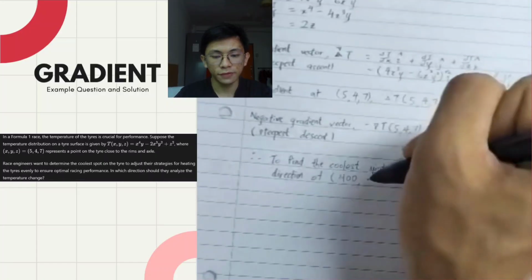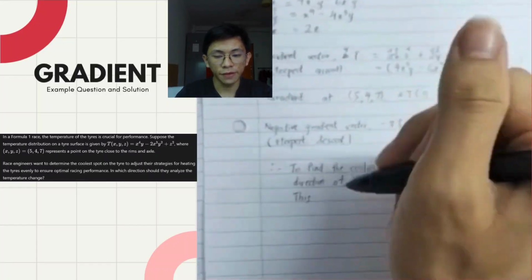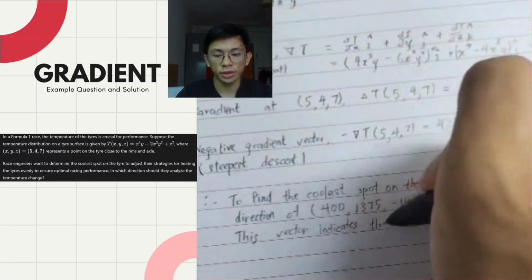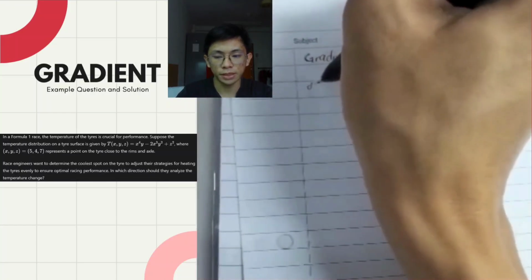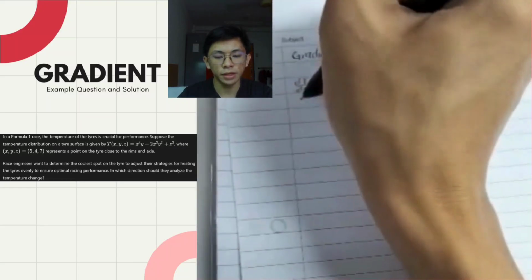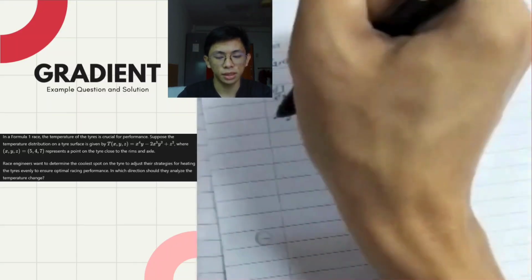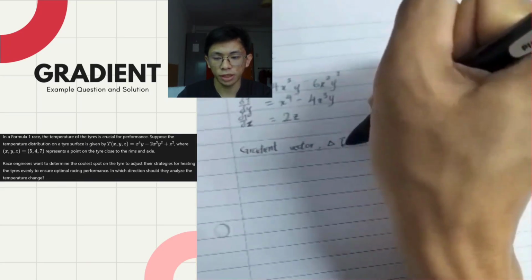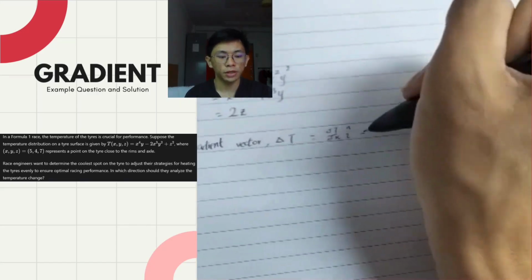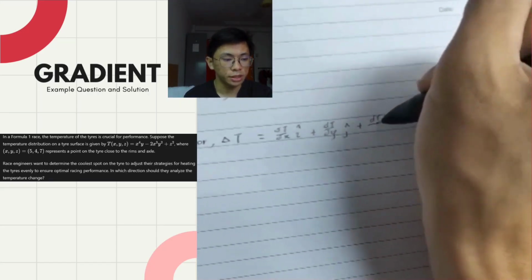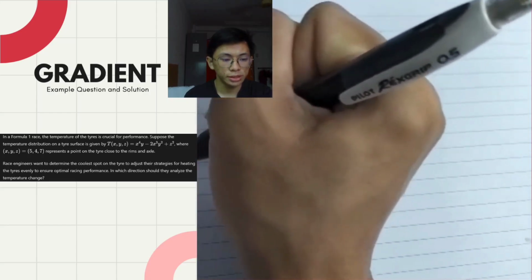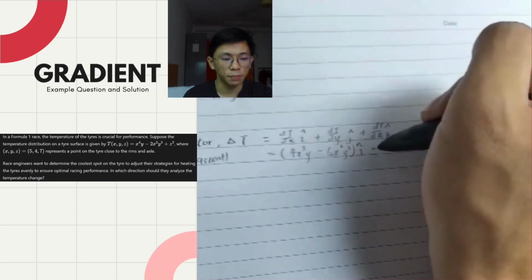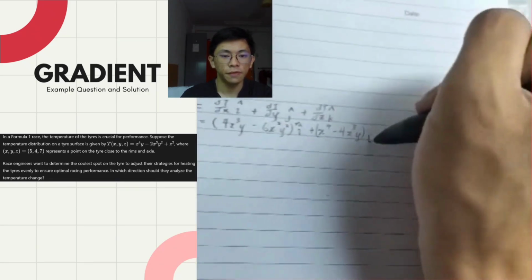After that, we find the gradient at 5, 4, and 7. The gradient is negative 400i minus 1375j plus 14k. Besides that, we need to find the negative gradient vector for the steepest decrease. That is negative gradient T, which is 400i plus 1375j minus 14k. So to find the coolest spot on the tire, the engineer should move in the direction of 400, 1375, and negative 14. This vector indicates the direction in which the temperature decreases the most rapidly at the point 5, 4, 7.